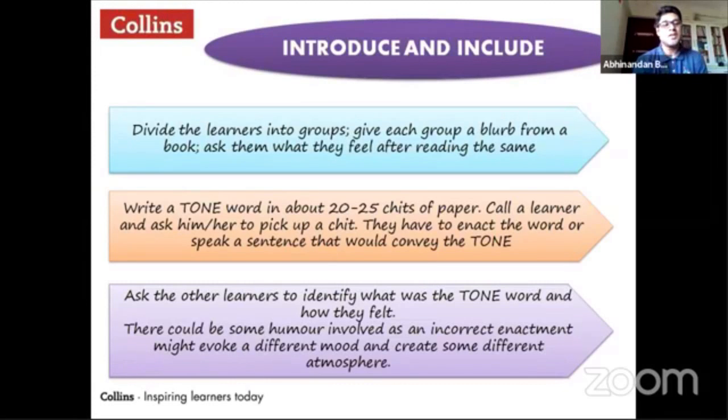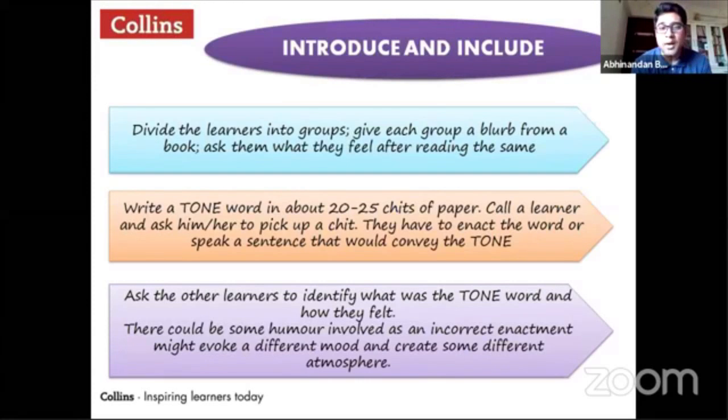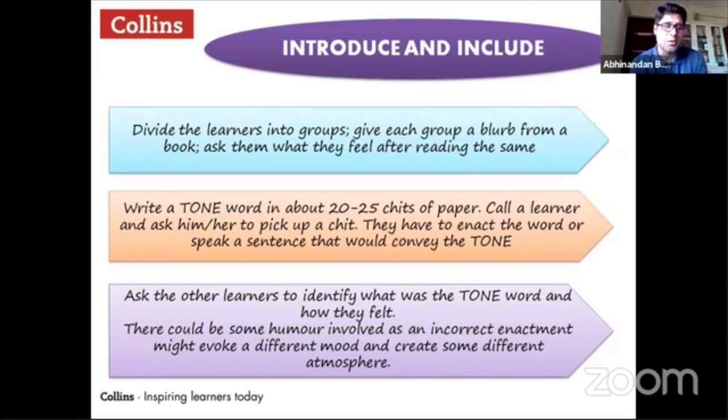Okay, so this is one activity which we can do, and this is also possible on our virtual schooling platforms. We can have breakout rooms, and we can ask them to decide on their words, and they can come up with some good sentences, and then we can enact it out. And then the other learners have to identify what kind of tone their friend had used in the particular sentence, and how they felt, because the feeling is again important, because that will help them to understand the overall mood created and what atmosphere is generated over there.